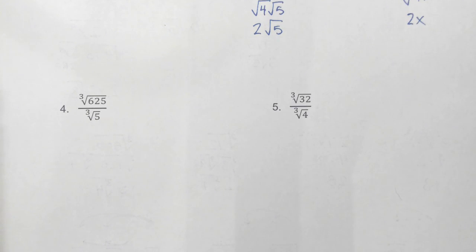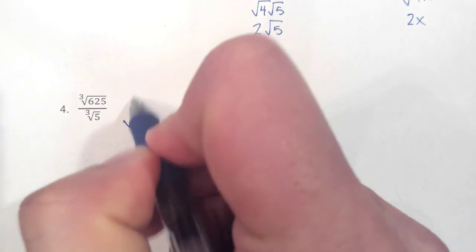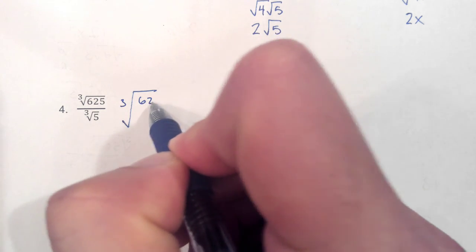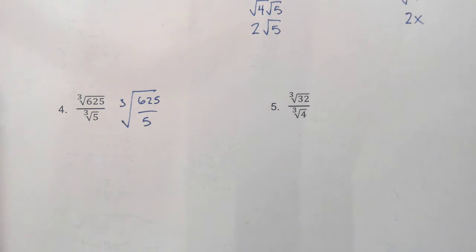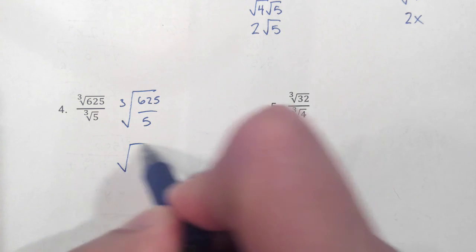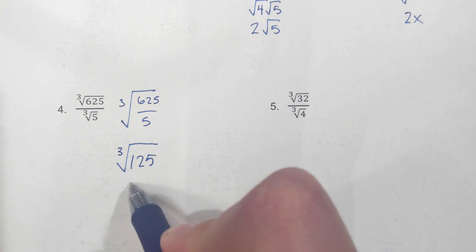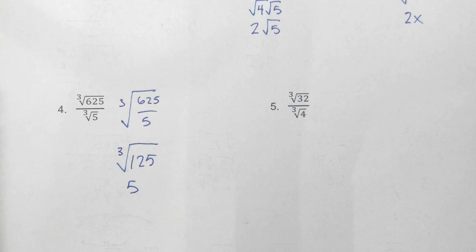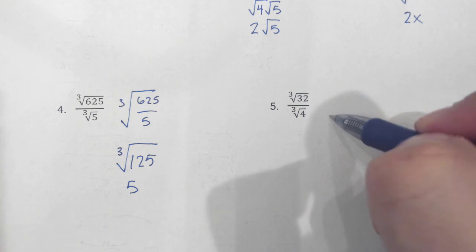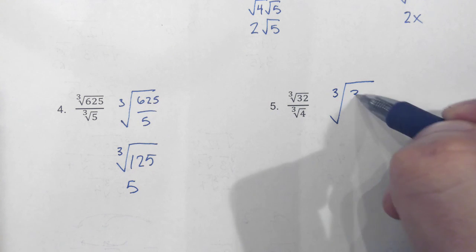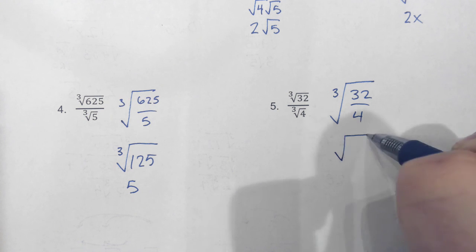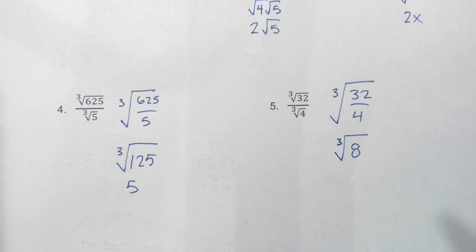We can do them with cubes as well. It's the cube root of 625 divided by 5. 625 divided by 5 is 125. So it's the cube root of 125, which you hopefully know by now is 5. Next one, cube root of 32 divided by 4. 32 divided by 4 is 8, so the cube root of 8, which is 2.